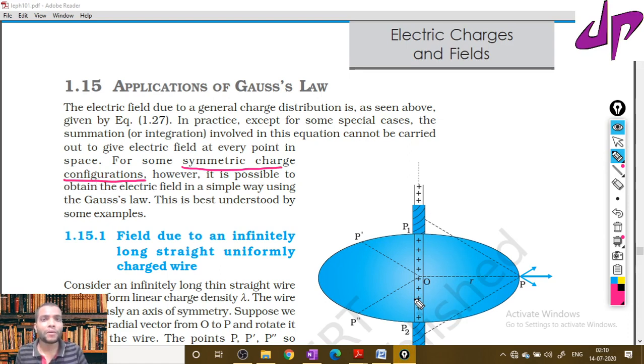So let us see one by one. I would like to discuss the first one. Suppose I have an infinitely long, straight, uniformly charged wire. So this is my object. Because of this object, I would like to find the electric field at a given point. Let us do that.